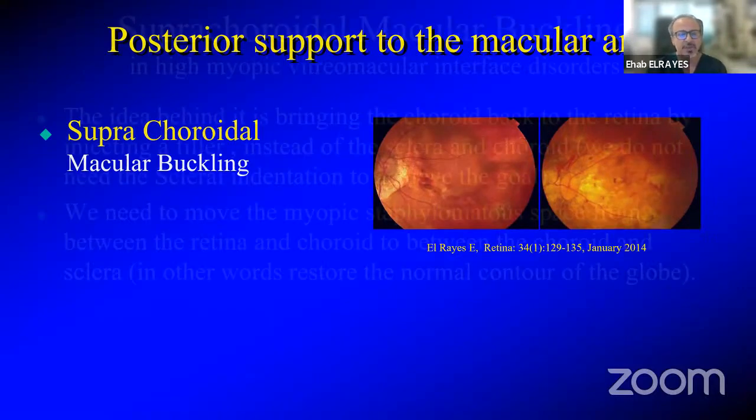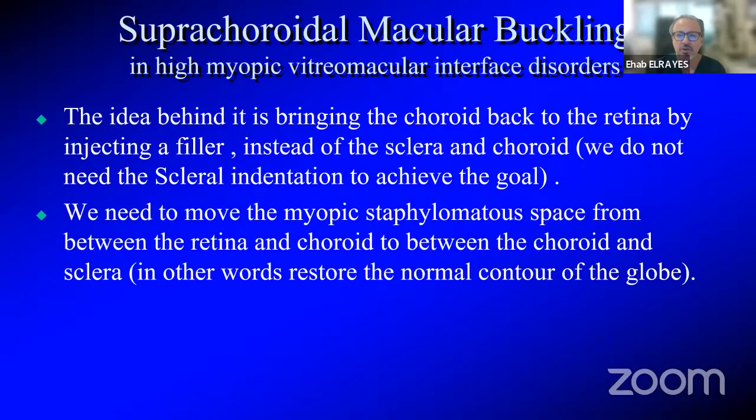So how does this happen? The idea behind it is to bring the choroid back to the retina by using a filler instead of using the sclera. Theoretically, you don't need the sclera to achieve chorioretinal adhesion or to support the retina. You need the choroid to support the retina. You bring the staphylomatous space from between the choroid and the retina to between the choroid and the sclera, bypassing the problem of axial elongation.